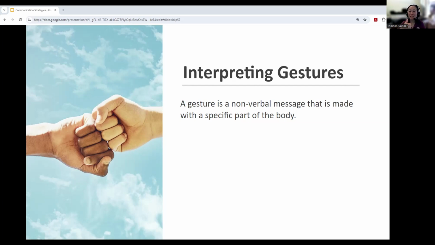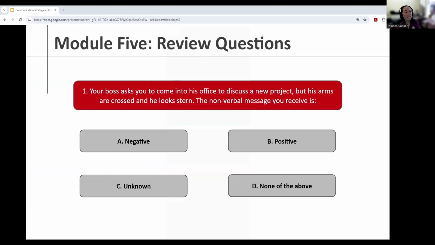Thumbs up, agreement, okay. Handshake, welcome and introduction. Clap on the hand, doesn't matter, go ahead. Okay, so that was just in North America.